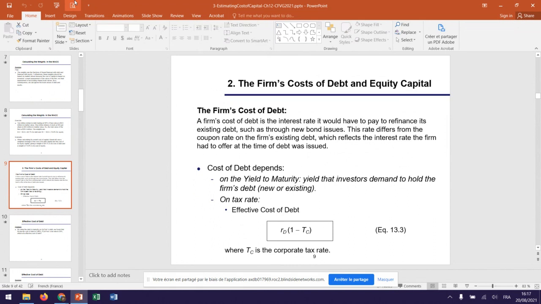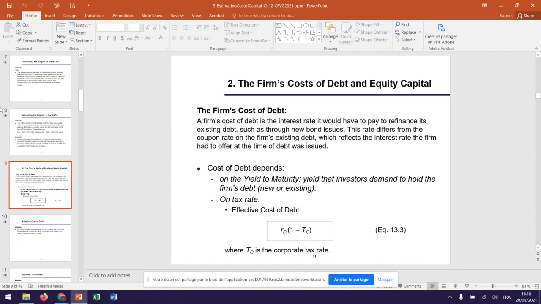So therefore, the cost of debt depends on the yield to maturity, the yield that investors demand to hold the firm's debt, new or existing. Okay, the yield to maturity, everybody knows what the yield to maturity is, right? If you want to calculate exactly the effective cost of debt, since the interest payment on your debt is tax deductible, the effective cost of debt would be RD multiplied by 1 minus tax rate. Tax rate is the corporate tax rate.